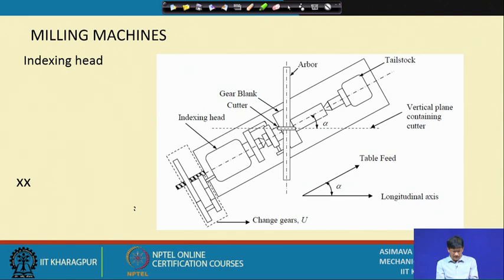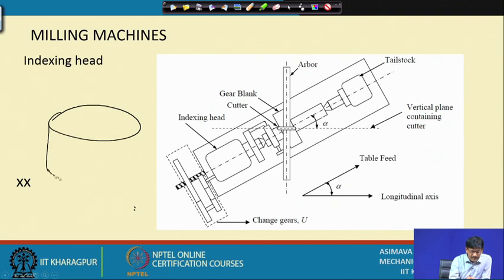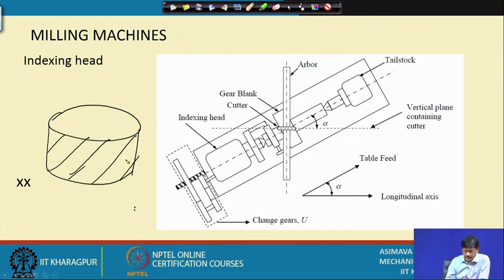Now, why on earth would I like to cut a helix? Am I trying to cut a helical thread? While that is possible, this method is more applicable in case of cutting of helical gears. What is a helical gear? A helical gear typically looks like this. This is a cylinder and the teeth are placed this way. Now, why would you suddenly require teeth which are helical? It has a number of advantages.